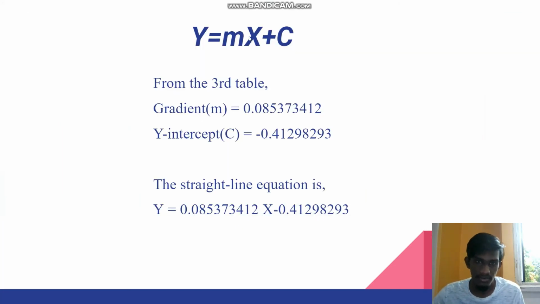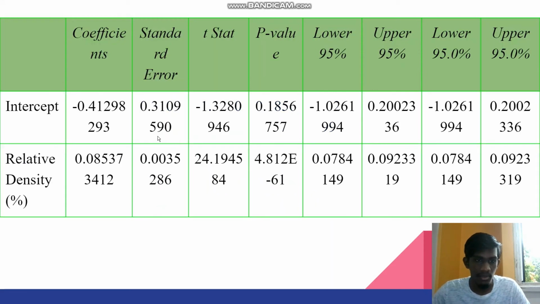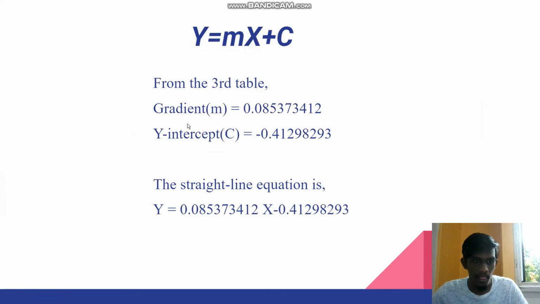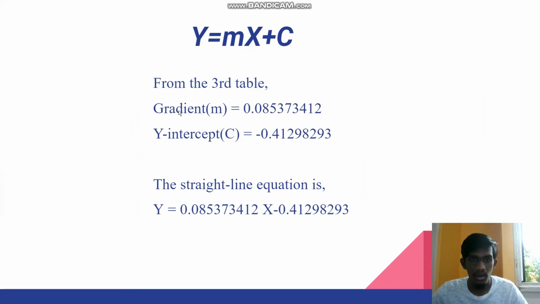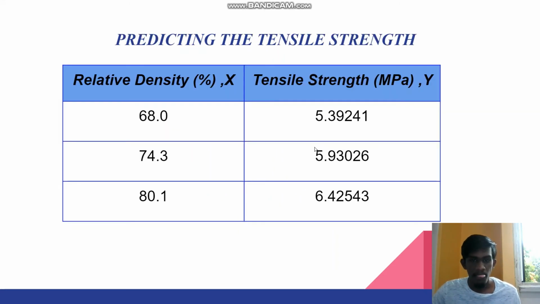For my part of the questions, I had to use the straight line equation, which is y equals mx plus c. From the third table, I get the gradient m, which is the coefficient of relative density, and the y-intercept, which is the coefficient of intercept. By getting m and c, I replace the values in the equation to get the straight line equation, which is y equals 0.085373412 x minus 0.412989293. Next, I had to predict the tensile strength for the relative densities of 68%, 74.3%, and 80.1%.